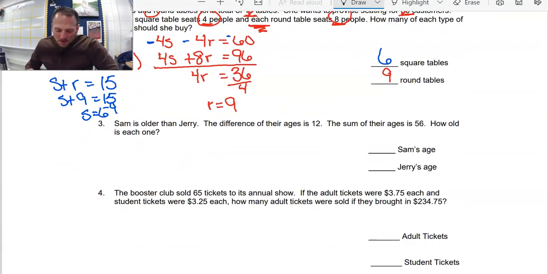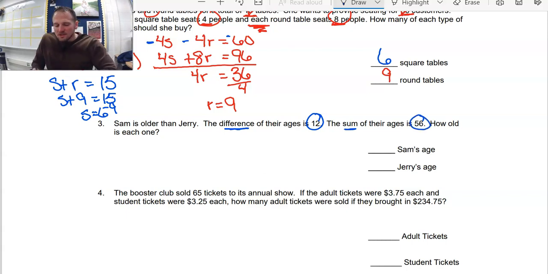Let's look at number 3. Sam is older than Jerry. The difference of their ages is 12. 12 looks important, and also difference looks important because difference means minus, right? The sum of their ages is 56. That looks important too. How old is each one? Well, what are we talking about? We're talking about Sam and Jerry. Okay, so S and J.